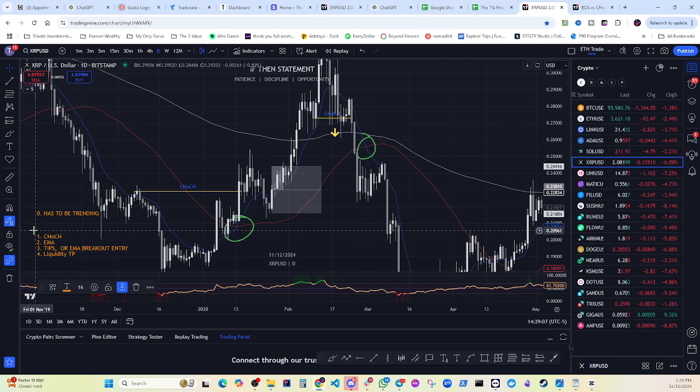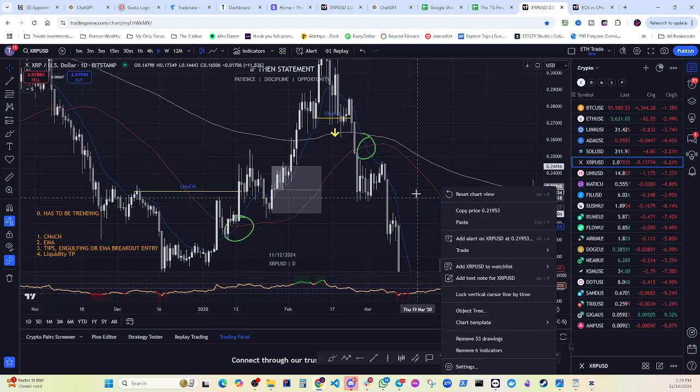Tips, engulfing, or breakout. We went over the breakout. Now let's go over engulfing candle.